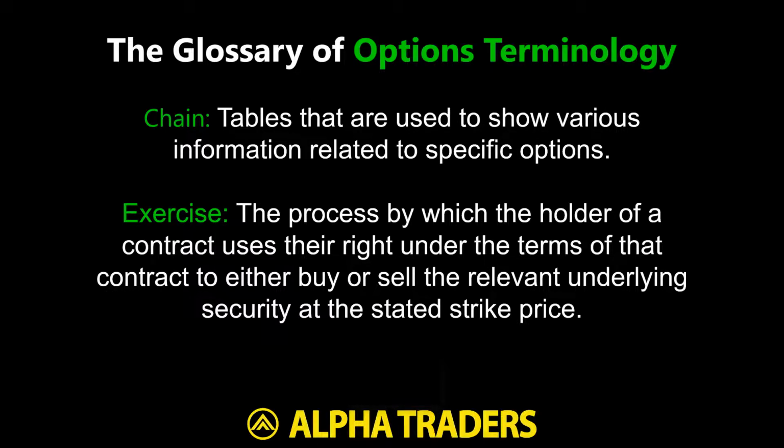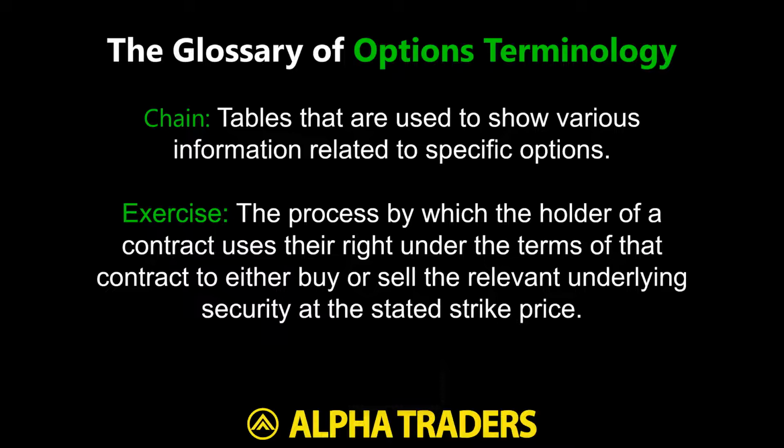These are tables that are used to show various information related to specific options. You may hear the term options chain, you may hear option table, you may hear option charts. They all necessarily mean the same thing. When we talk about legs, and we'll talk about that in a few slides from here, chains can also be used in the same terminology, discussing or describing multiple options, more of like an advanced option strategy, and they could call that an options chain.